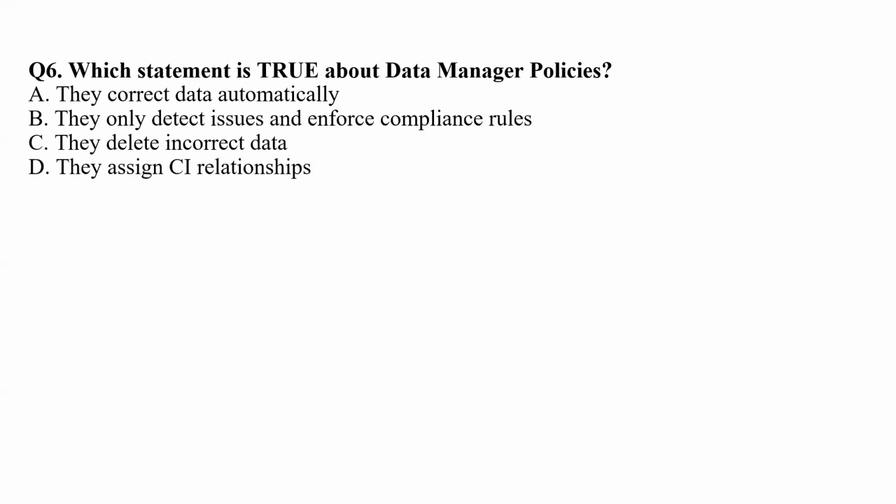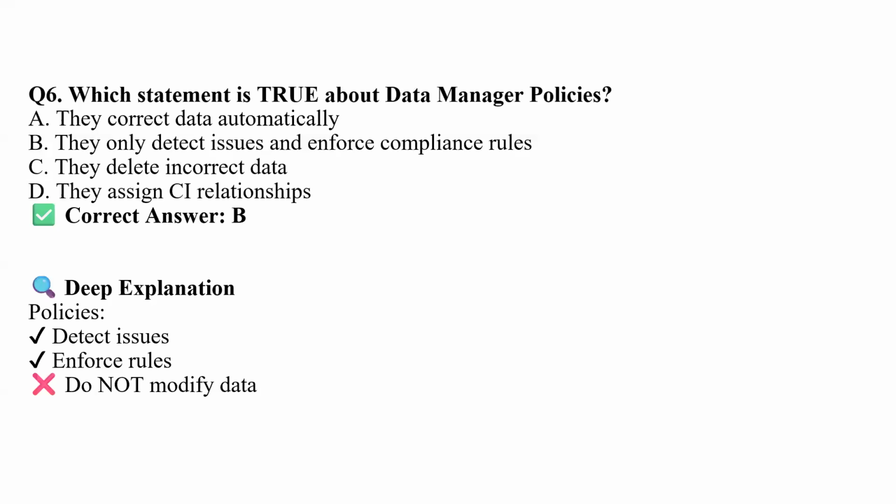Which statement is true about data manager policies? Option A, they correct data automatically. Option B, they only detect issues and enforce compliance rules. Option C, they delete incorrect data. Option D, they assign CI relationships. The correct answer is option B. They only detect issues and enforce compliance rules.